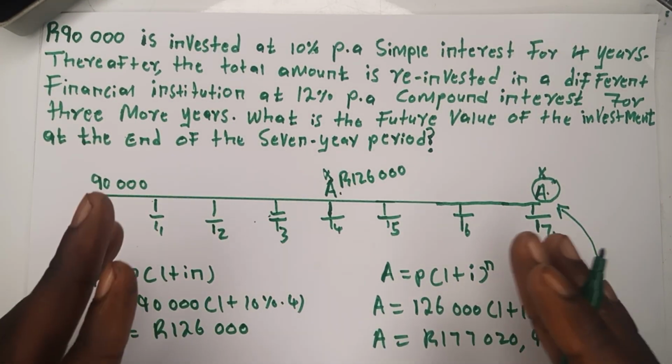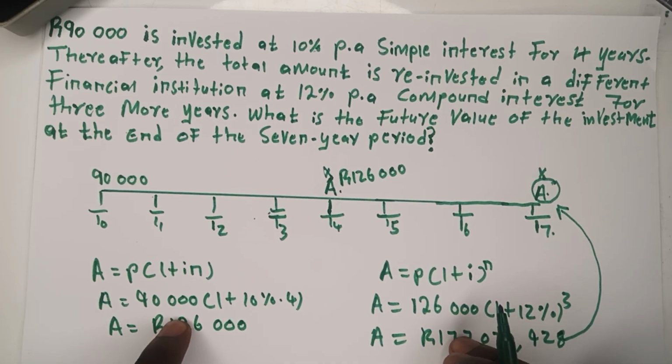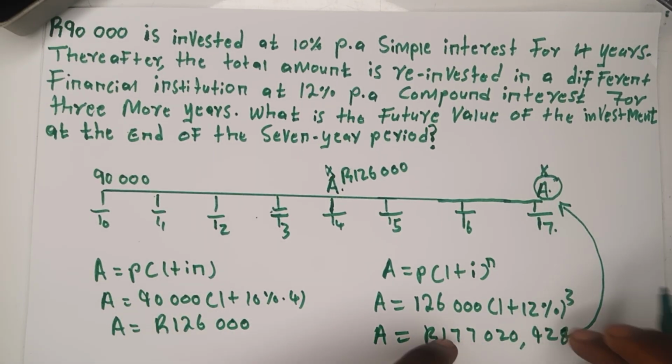So don't make the mistake of taking this value and adding it to this value. That's not how things work. So you are just going to stop here.